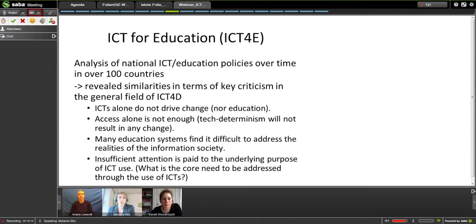So what is this information, among others, based on? There's one analysis by the World Bank of national ICT and education policies over time in over 100 countries. Again, it revealed similarities in terms of key criticism in the general field of ICT4D. ICT alone is not a driver for change. We had the same thing in the beginning. Access alone is not enough.